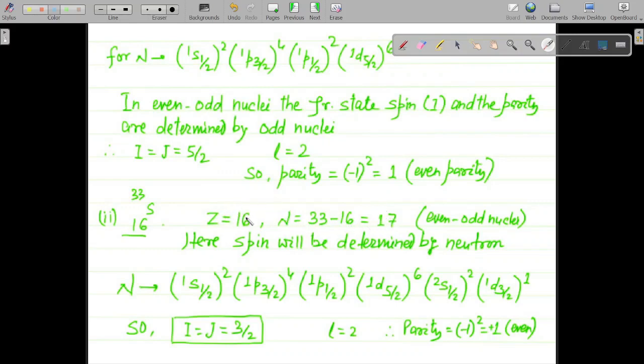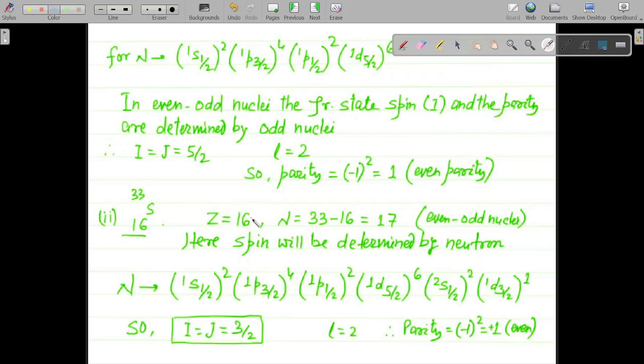So this is clearly even odd nuclei. This is even, and this is odd. The number of neutrons is odd. Now the number of protons is equal to 16, so all of them will be paired up. All of the protons will be paired up because the number of protons is 16, which is an even number, yielding 0 contribution to spin. The contribution to spin by protons will be 0.